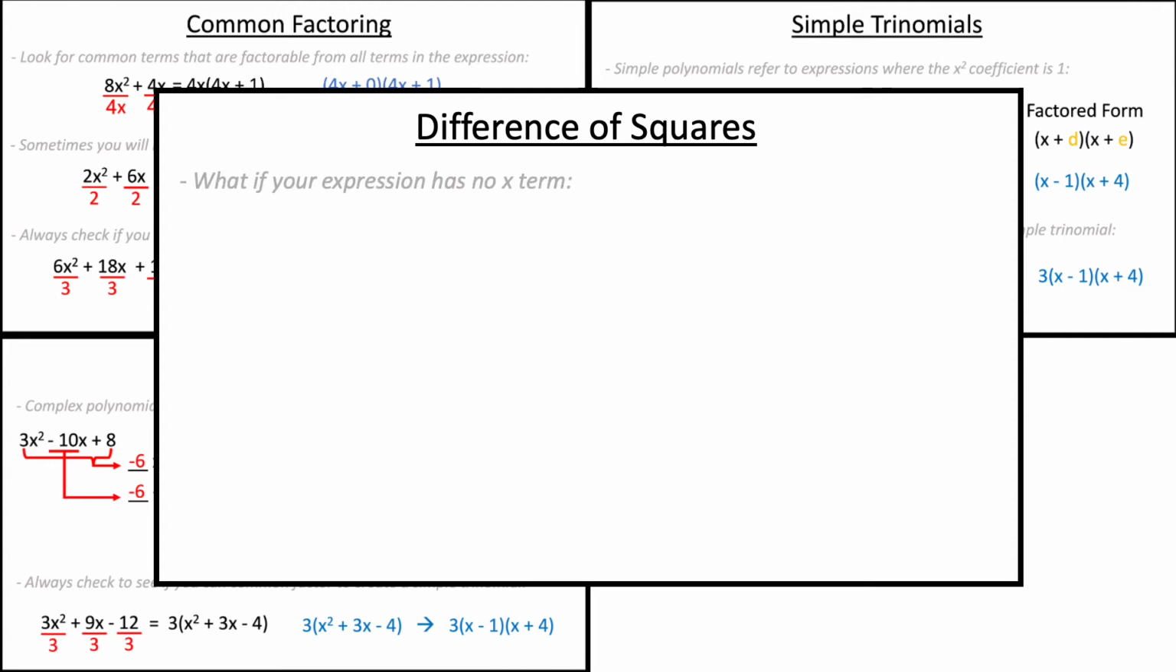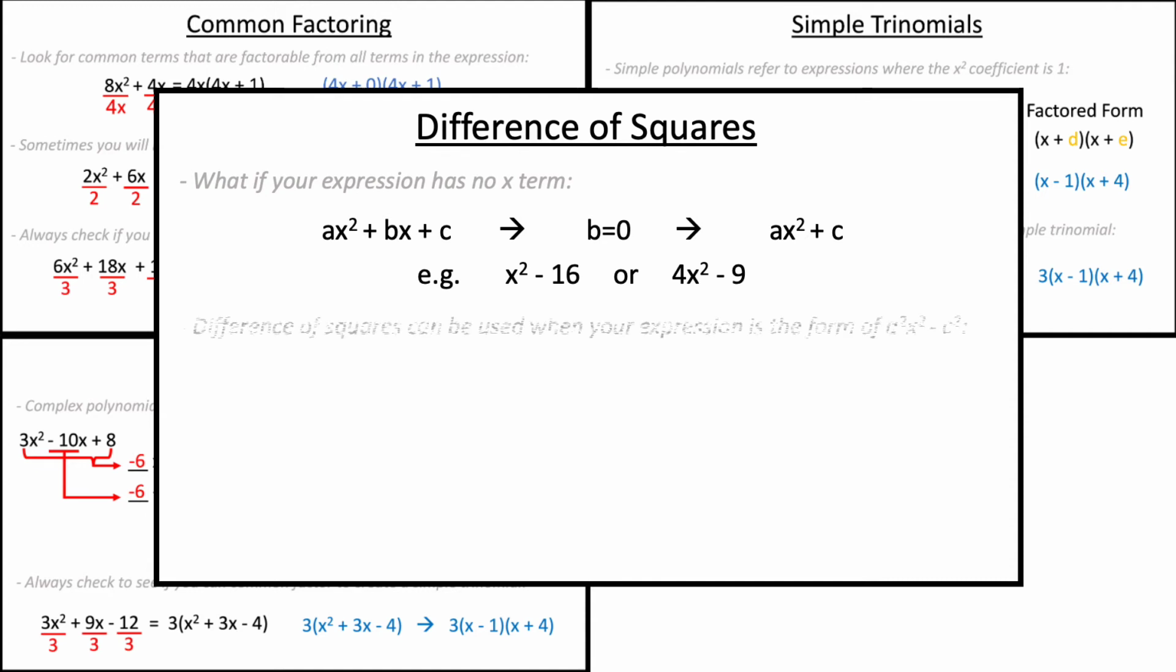So the first question I will ask is, what happens if your expression has no x term? What this actually means is that your b value is 0, and so the x term does not appear, and you're just left with ax squared plus c written in standard form. To give that a little bit more understanding, what that would actually look like is something like this: x squared minus 16 or 4x squared minus 9.